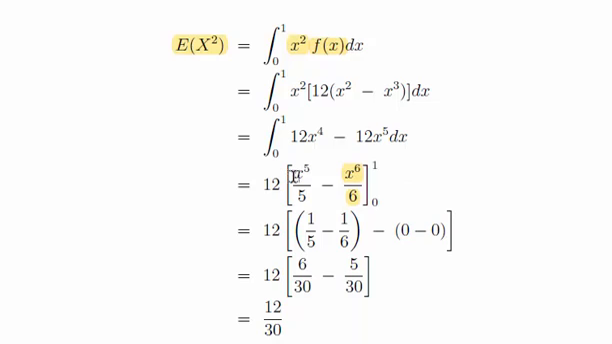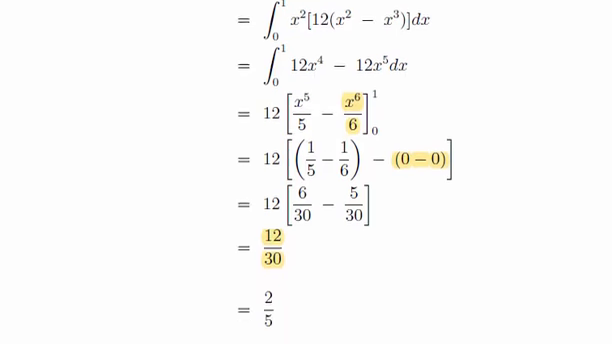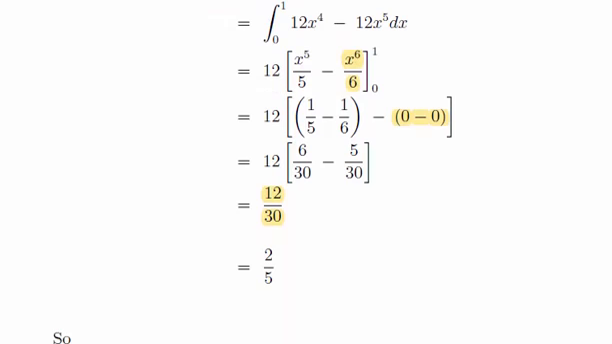So x to the power of 5 over 5 minus x to the power of 6 over 6. Evaluate that at 1. We get 1 over 5 minus 1 over 6. When we evaluate at 0, we get 0 minus 0. I keep mentioning evaluating at 0 because sometimes when you evaluate at 0, it doesn't cancel out. Always check that. So 1 over 5 is 6 over 30. 1 over 6 is 5 over 30. The difference is 1 over 30. So our expected value of x squared is 12 over 30, and when I simplify that, it works out to be 2 over 5.